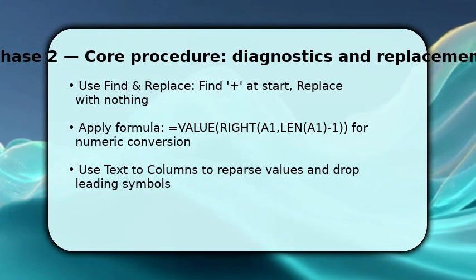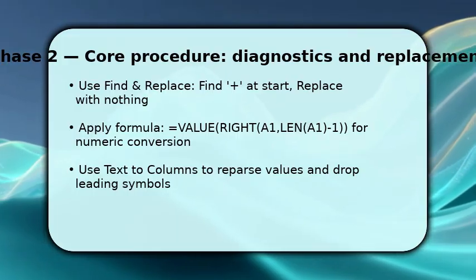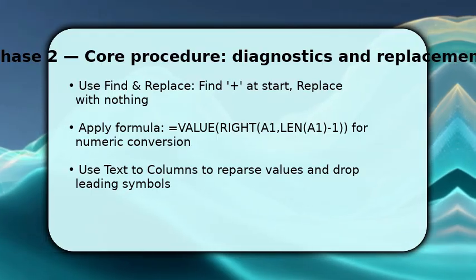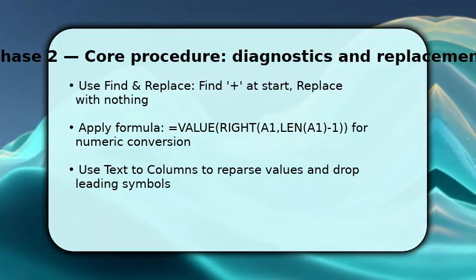Now choose a method based on the pattern. For simple text, press Ctrl+H, set find to plus sign, and replace with nothing. Make sure search is set to sheet and match entire cell contents is off.